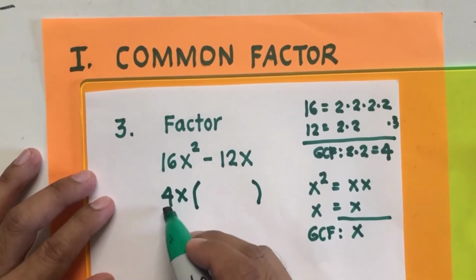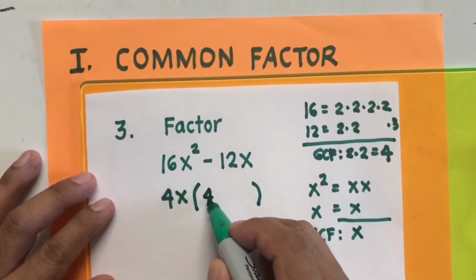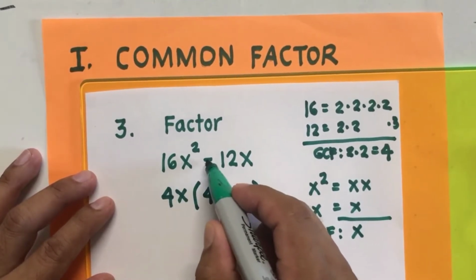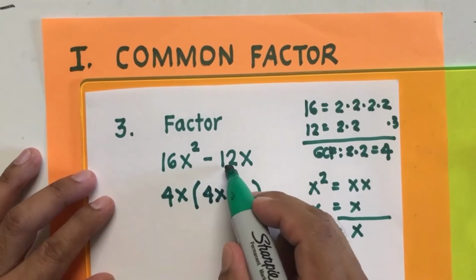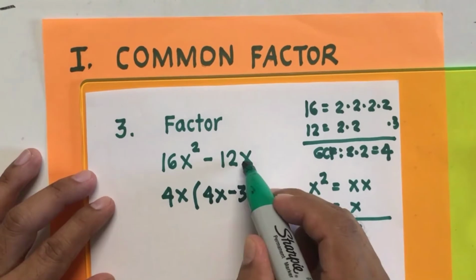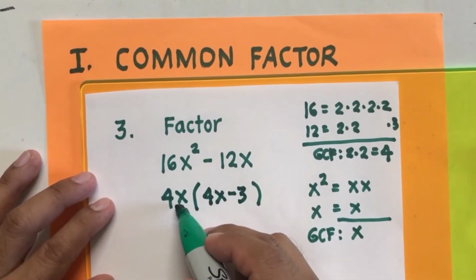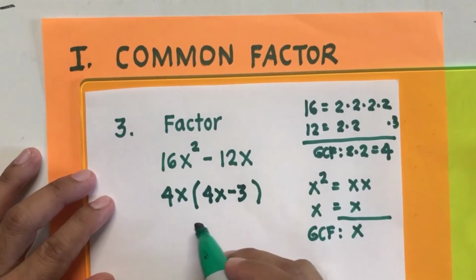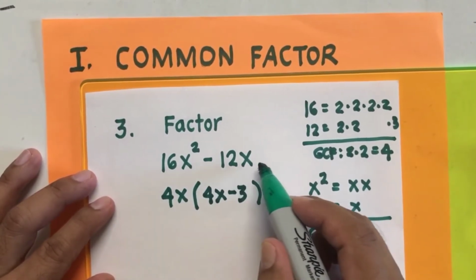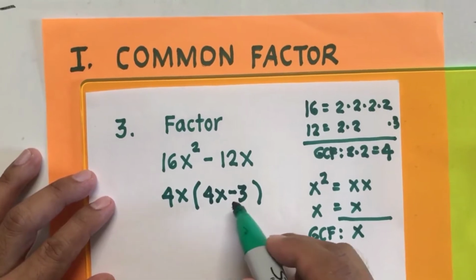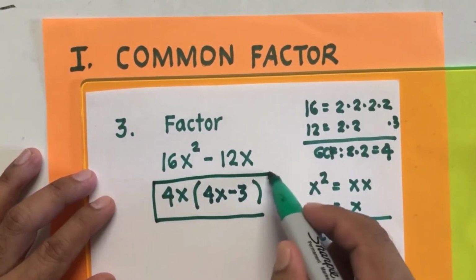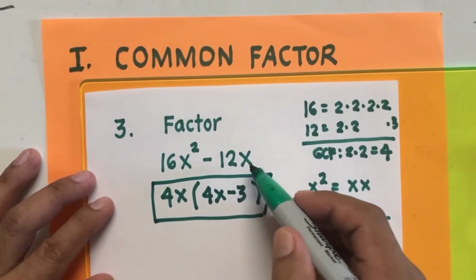So 16 divided by 4 is 4. X squared divided by x is x. Don't forget to copy the operation, minus. Then 12 divided by 4 is 3. X divided by x would be 1, so you don't have to write them anymore. Our final answer now is the factors of 16x squared minus 12x are 4x and 4x minus 3. This is now the factored form of 16x squared minus 12x.